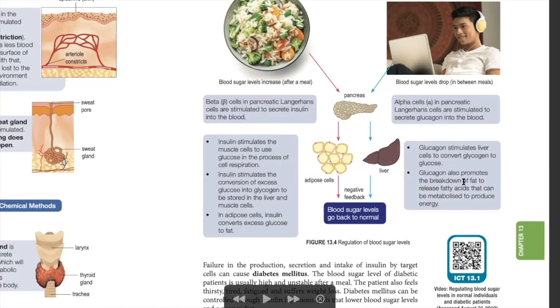Glucagon also promotes the breakdown of fat, to release fatty acids that can be metabolized to produce energy. That is why when you fast, you become thinner. Why? First, it converts the glycogen stored in your liver and muscle to be converted into glucose. And the next one, it also breaks down the fat into fatty acids. Why? Because we know that fat can also give us energy.